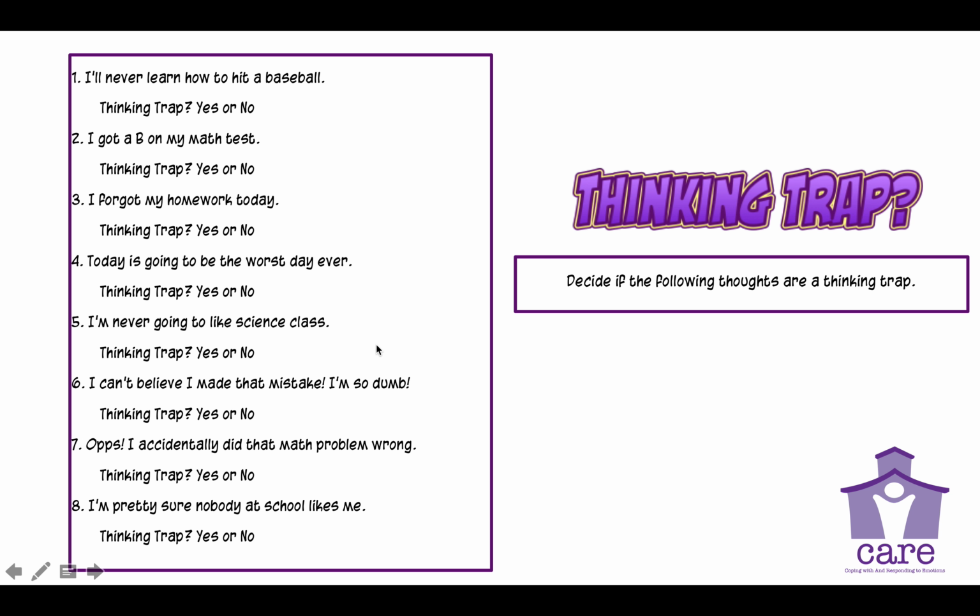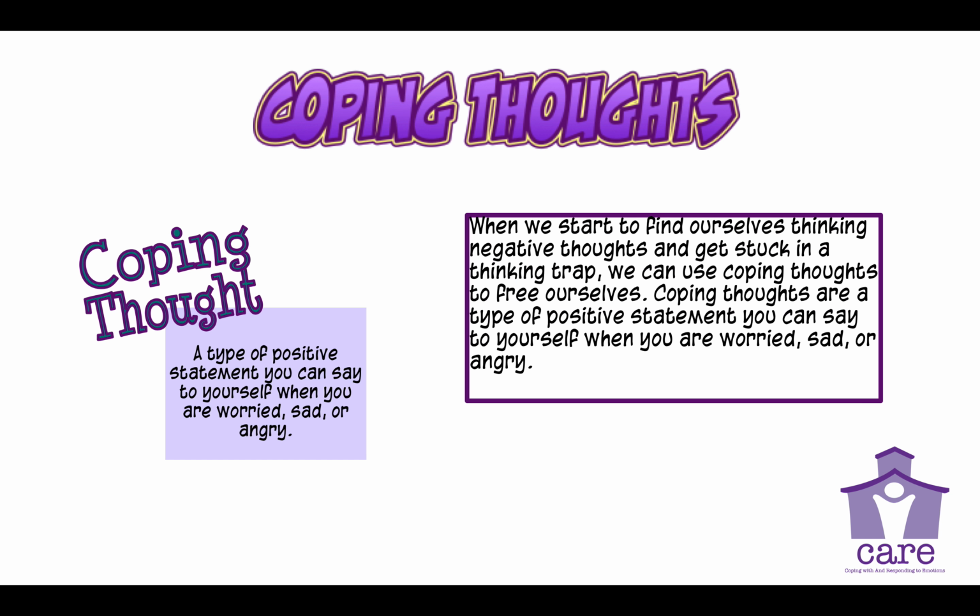So go ahead and go through all 8 examples. There is an answer key in that teacher manual if you need it. And so once students have started getting the hang of a thinking trap, we're going to show students how we can get out of those thinking traps. And we get out of a thinking trap with a coping thought. We can use those coping thoughts to free ourselves.